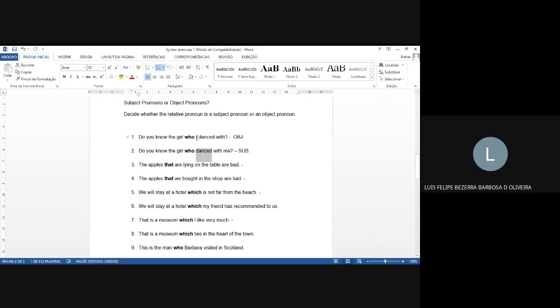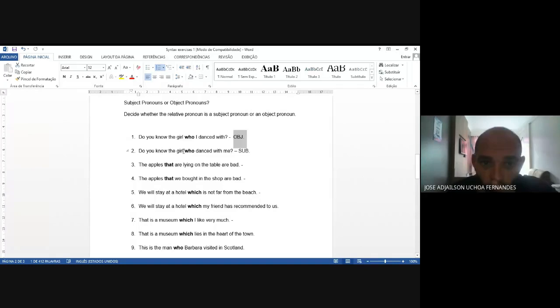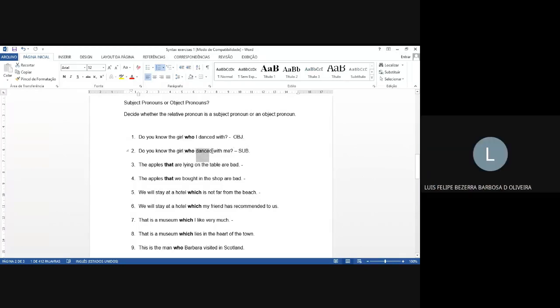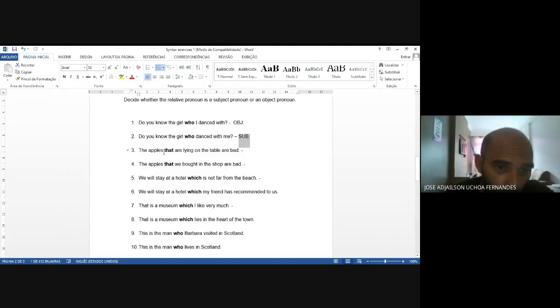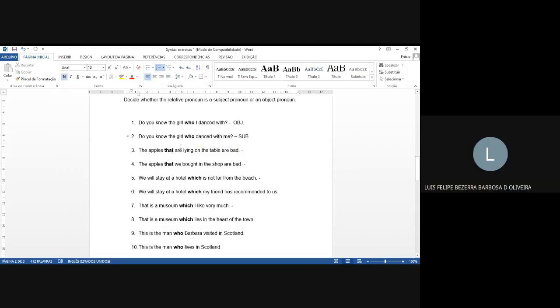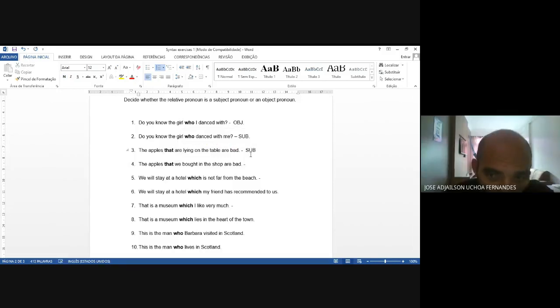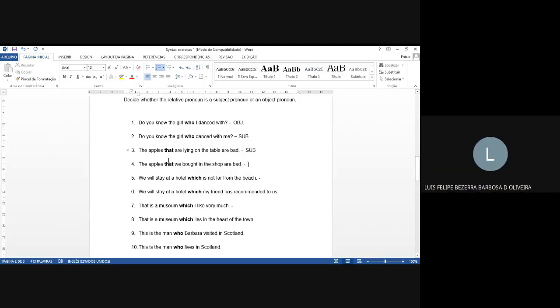For example, here we have I. I is not a verb. So the relative pronoun is the object. In the second one, we have danced, which in this case is a verb. So we can say that the pronoun is a subject. She danced. Number 3. That are. Are is a verb, so that is most likely the subject pronoun. Okay, it's a good time for us to discuss strategies.